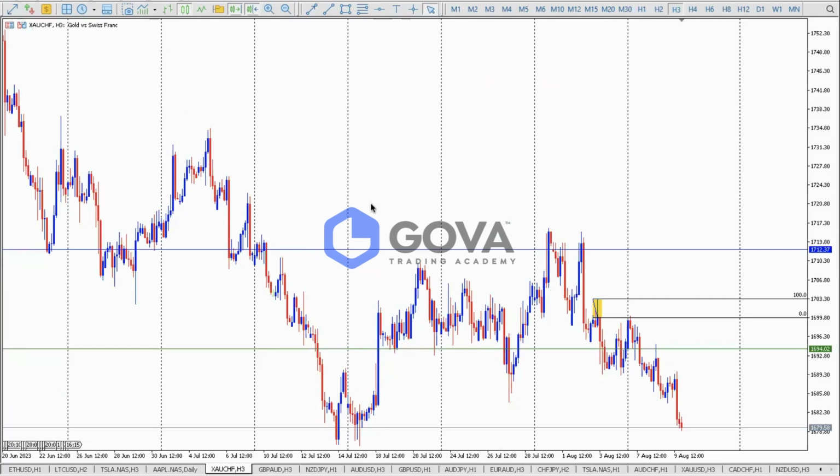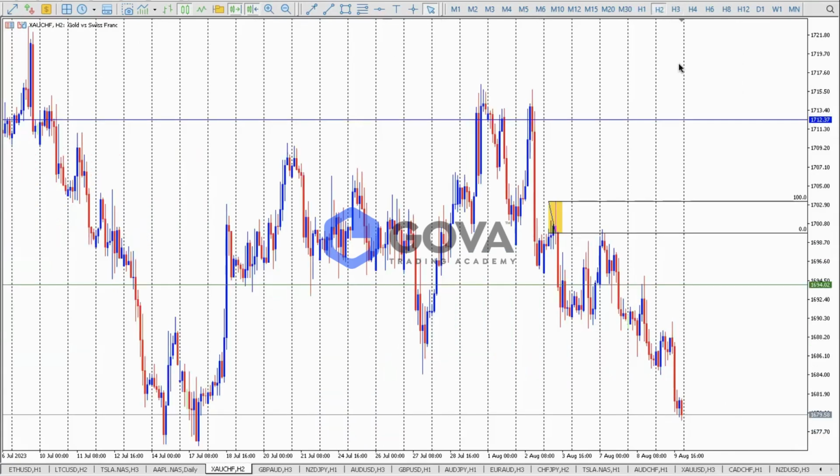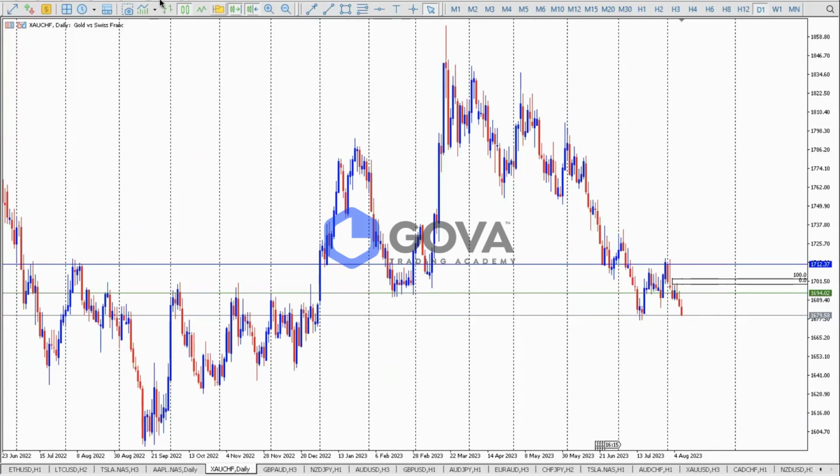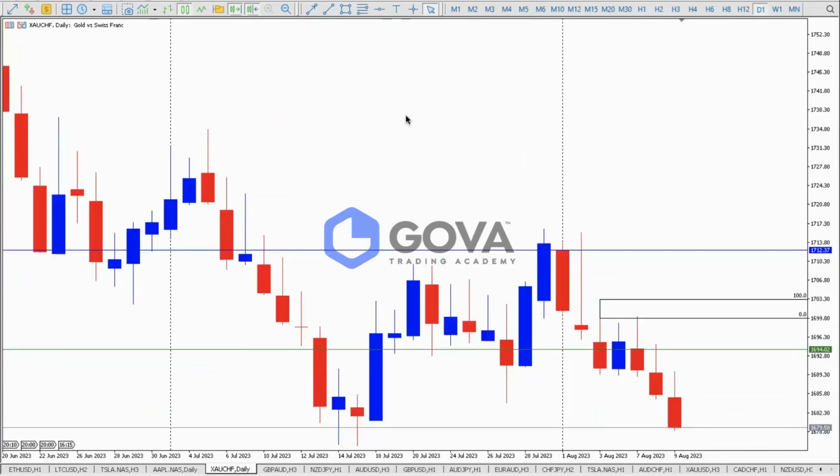Please, can I see the sell formation on D1? Do you mean the sell candle on D1, not formation? It is a sell candle on D1. This is the candle on D1. So you can see that, hold on, guys.